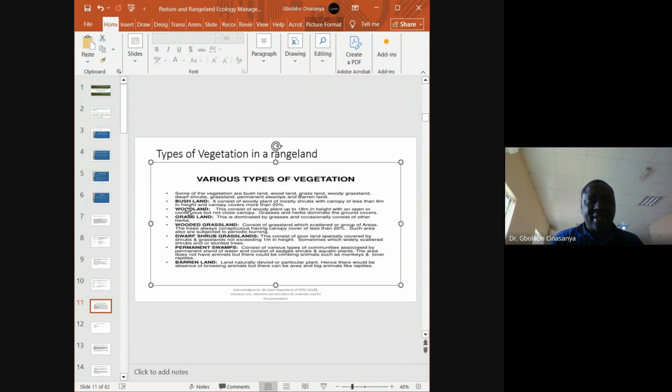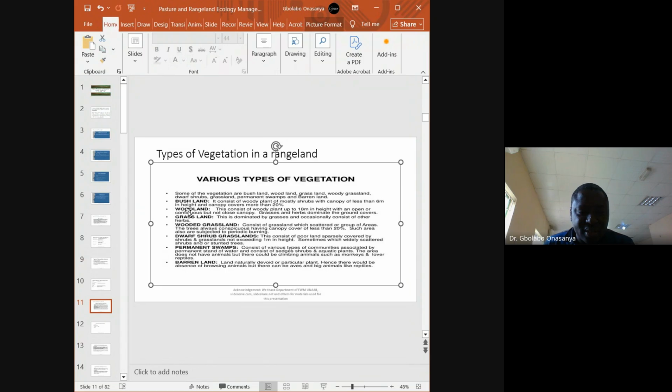And woodland, as the name suggests, consists of woody plants to the height of about 8 meters. And grassland, as the name suggests, is grasses. You see a lot of lush grasses, which can be beautiful for grazing. So, depending on the goal of the farmer, the goal of the farmer will determine the type of vegetation he will seek in terms of rangeland.